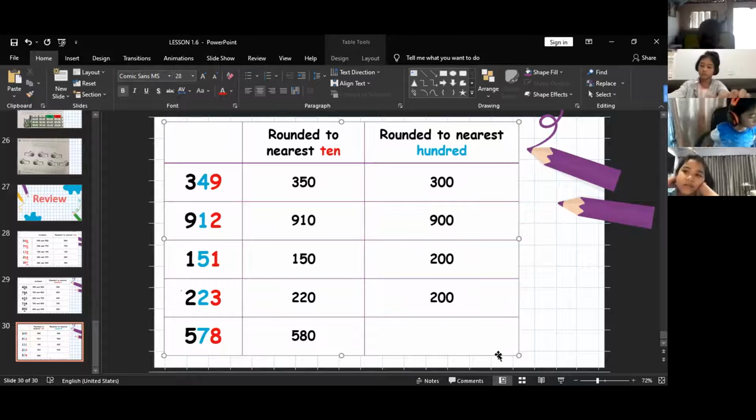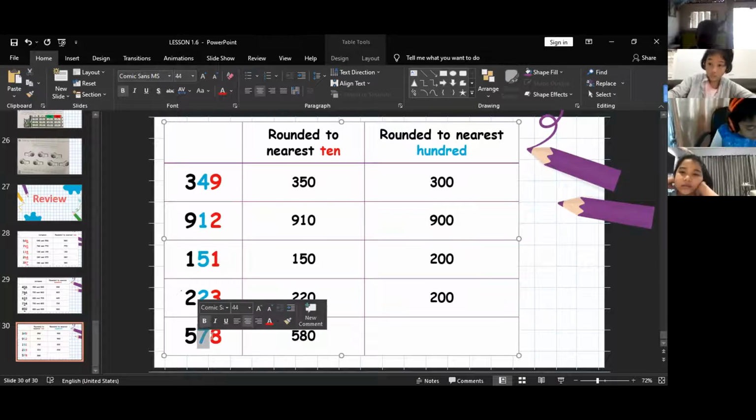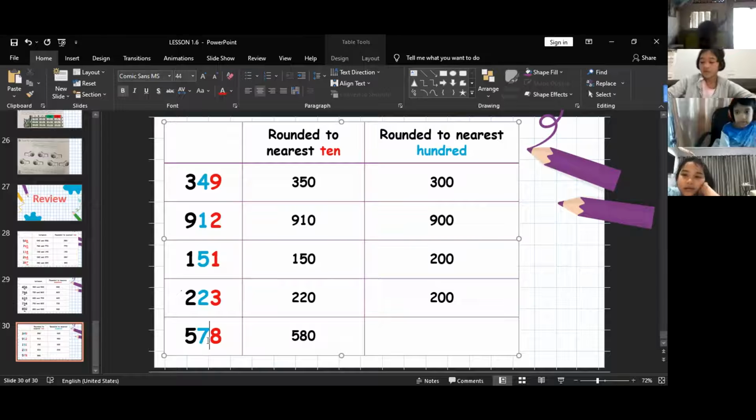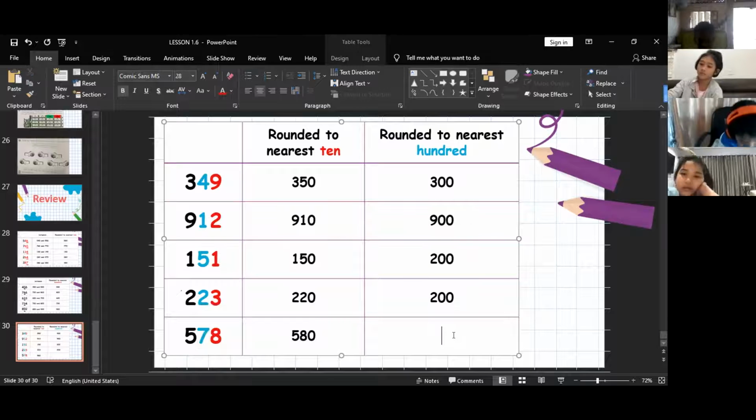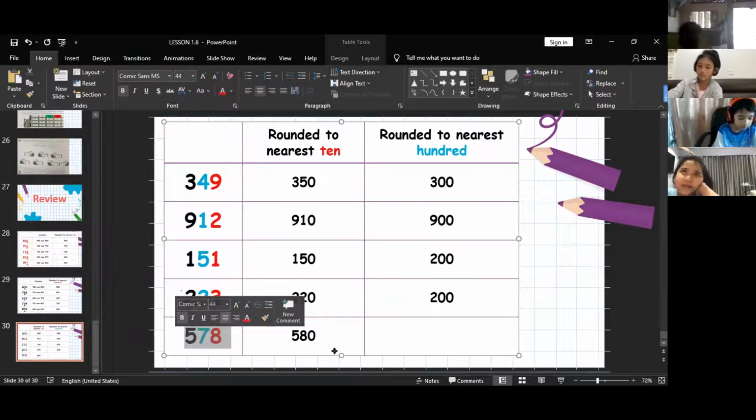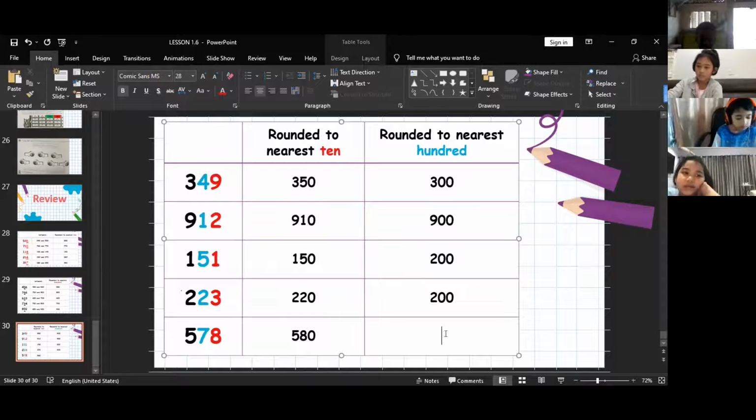How about round to the nearest 100? What is your answer? Okay, you see the number here in between? Popiang, what number is it? 7. Round up or round down? Round up. Okay, what is your final answer? 578 rounded to the nearest 100 is? 700. Are you sure? What's next with 500? 100, 200, 300, 400, 500, and then? 600. Don't forget 600, Popiang. Okay, thank you.